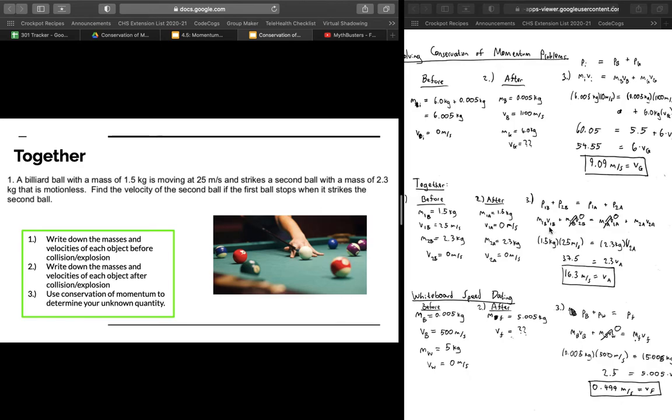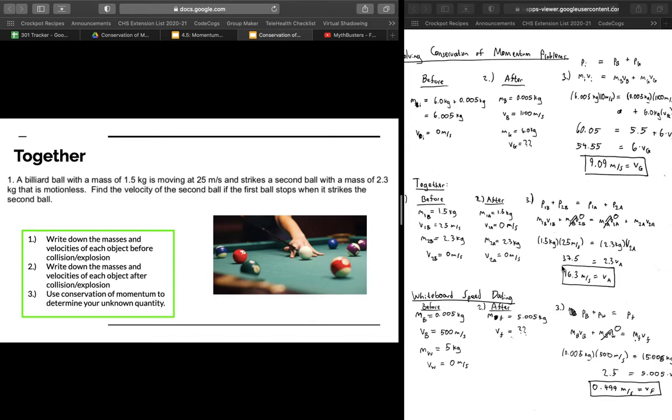m1b is 1.5, v1b is 2.5, so we get 1.5 times 2.5 equals 2.3 kilograms times v2a. As a result, we get 3.75 equals 2.3 times v2a, which tells us that the final velocity of our second billiard ball, if we divide both sides by 2.3, is going to be 1.63 meters per second.